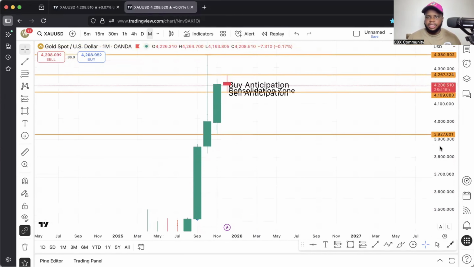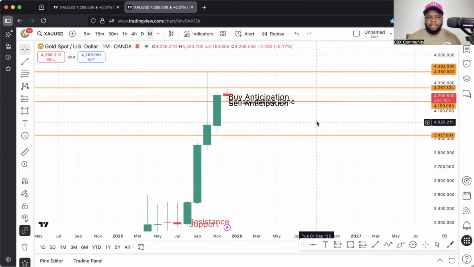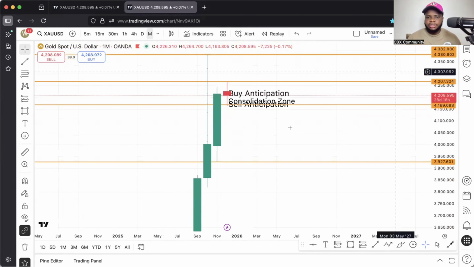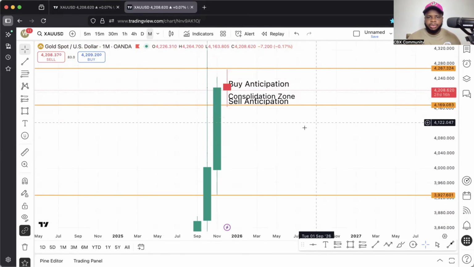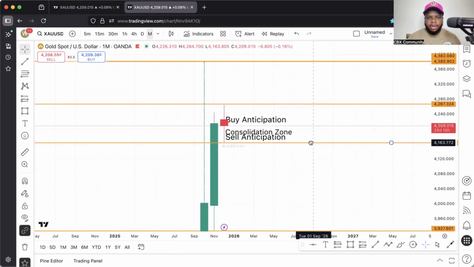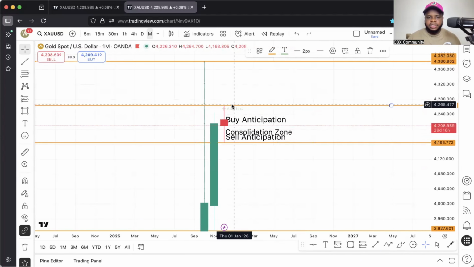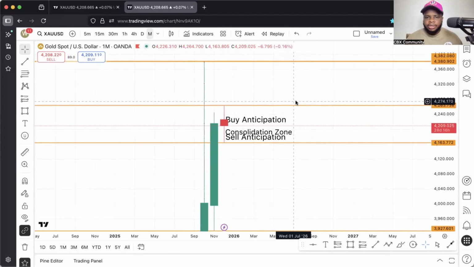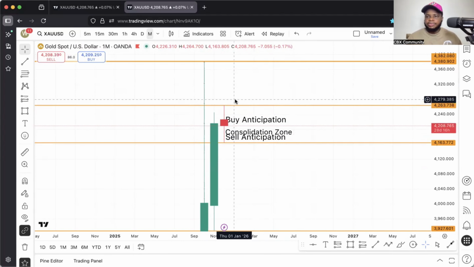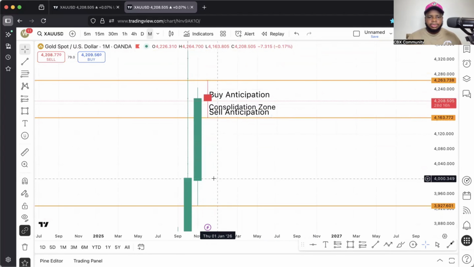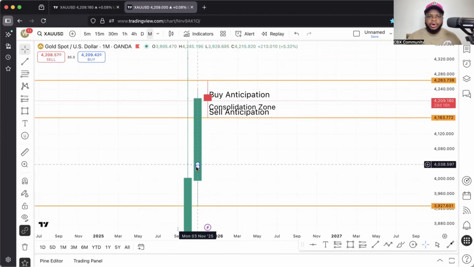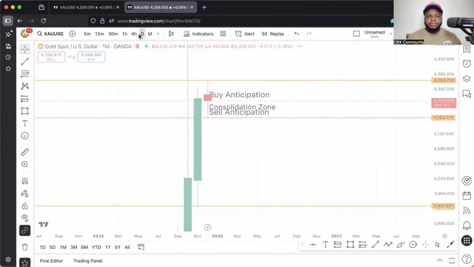So let's look at the daily. Let me adjust this line since it has broken it. So this line is the low of this recent candle, and this line is the high of this recent candle. I love to identify the high and the low just for me to have an idea when the candle wants to break the low or the high of the recent candle. But this low is the low of last month's candle. So let's look at the daily.